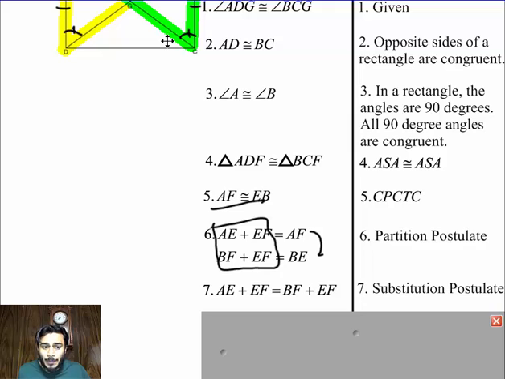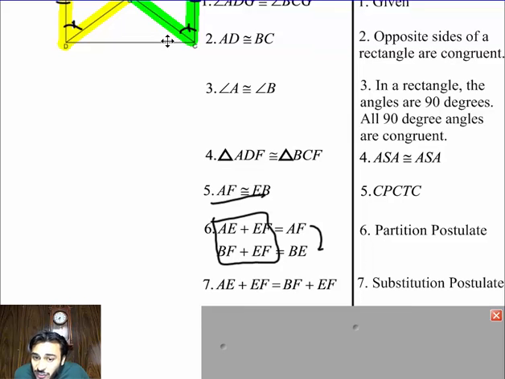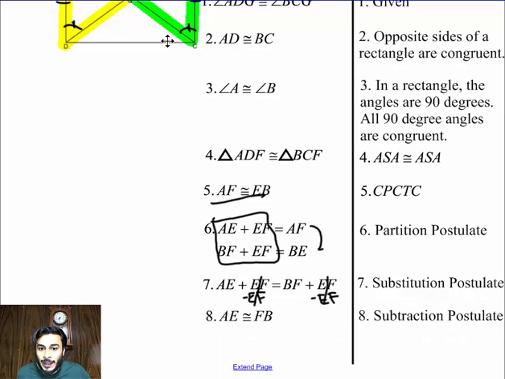And then what I'm going to do next, I can subtract EF from both sides because it's the same quantity, right? So I'm saying let's subtract EF from both sides. That's the subtraction postulate. So these two will cancel out, and what will I be left with? I'll be left with AE is congruent to FB or BF by the subtraction postulate. So that's the proof. That's how I did it.